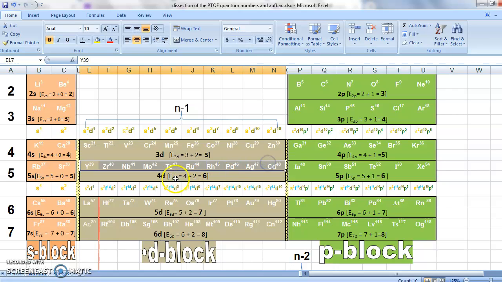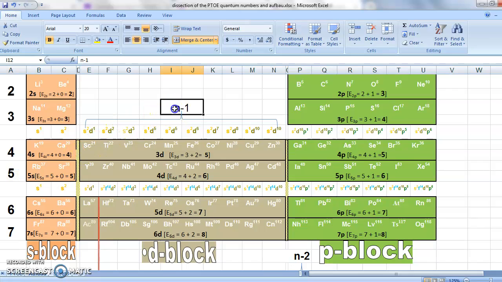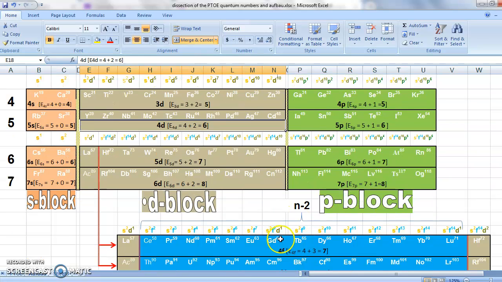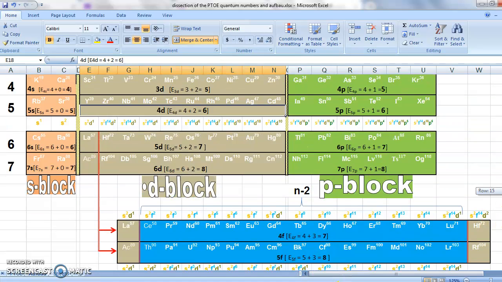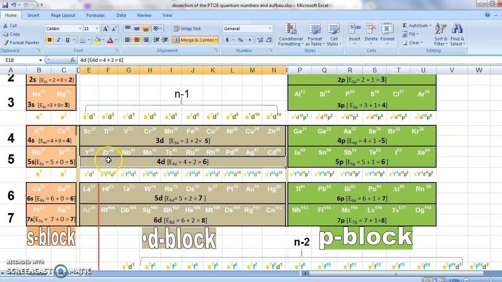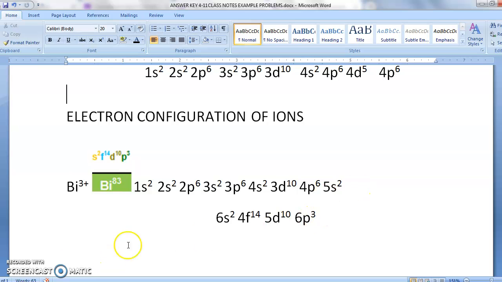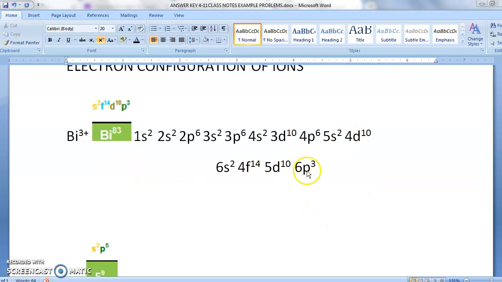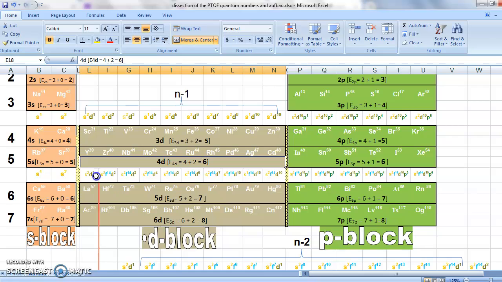39 through 48 is the 4d. Remember, these are n minus 1. So if this is 5, 5 minus 1 is 4. I really don't need this even typed in there for me. I can figure it out by just knowing these are n minus 1s. And the f block down here is n minus 2s. So here we go. There's 10 elements in the 4d. So I'm going to return and type in 4d10. After typing 4d10, I'm going to return to the periodic table. Here's the 4d10 right here.